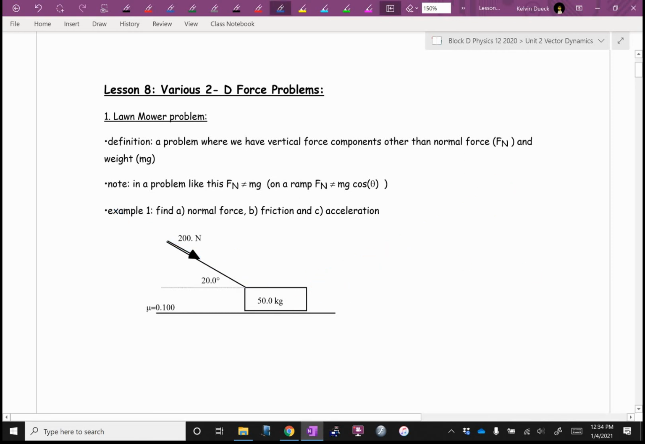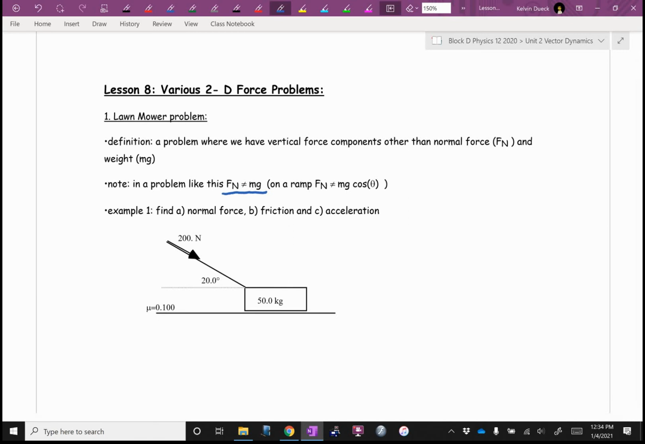The key to realize in a problem, so this is a problem where we have vertical force components other than the normal force and mg, the obvious one. And the key to realize is the normal force will not equal mg. This is where a good free body diagram and being very meticulous helps. If you're on a ramp, the normal force won't be mg cos. It'll be something different. But as long as you're careful with your free body diagram, we're okay.